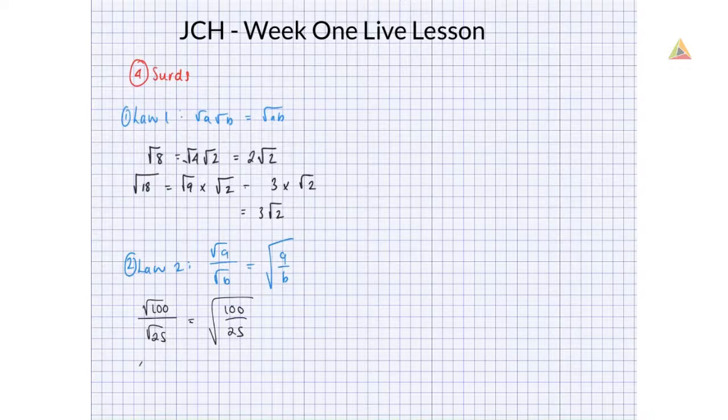So root 100 is 10, root of 25 is 5, so 10 over 5 is 2. So that's that one. Now we'll check this side. The root of 100 divided by 25, which is 4. Root 4 is 2, so that proves it. So we're going to go on to the third law now.